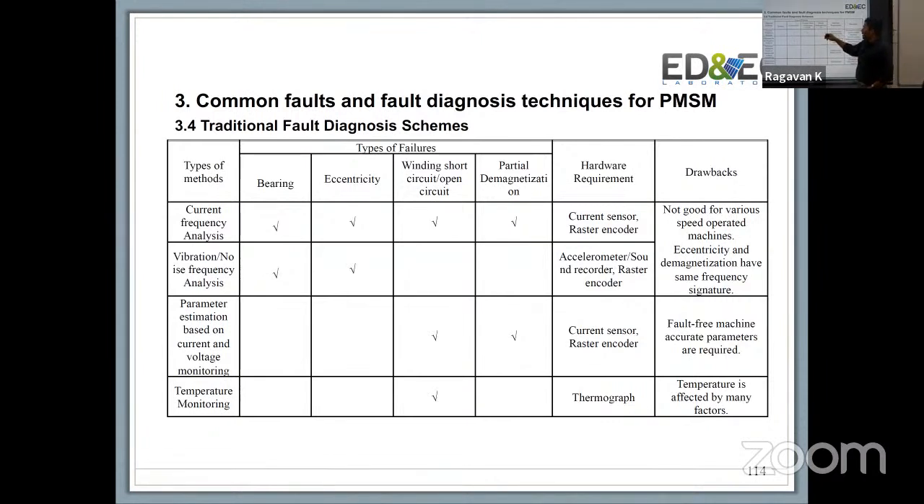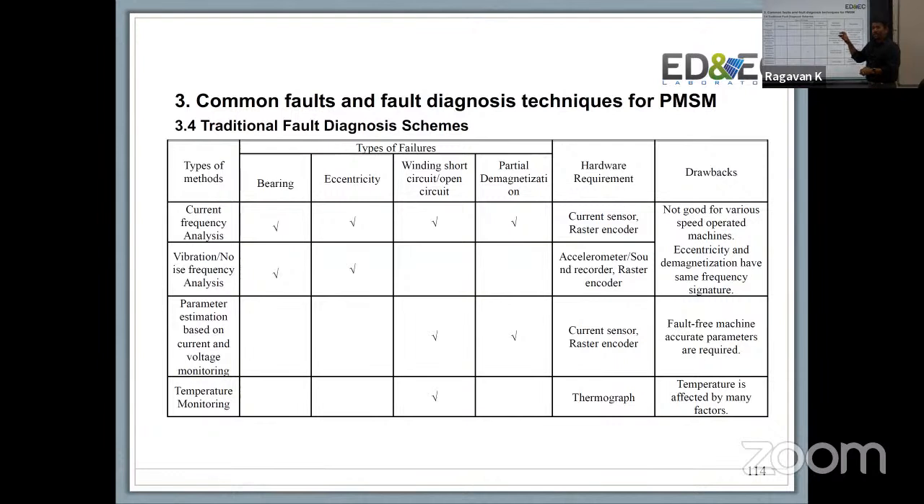In partial demagnetization, we actually had current frequency. Once again, it shows up. And the second one is based on the parameter estimation using current and voltage. We actually have an article that we published some time back that talks specifically about the different kinds of failures, what the failures look like, and how you can do condition monitoring. This is a review article from a few years back. If you want, I'll be more than happy to share.